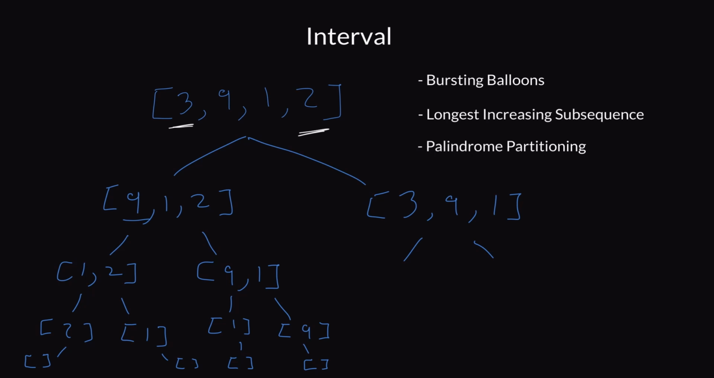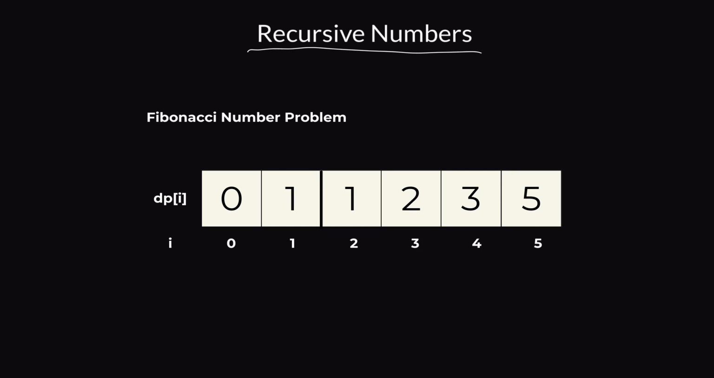Alright, now let's move on to the recursive numbers pattern. So, recursive numbers is a blanket term used for various problems like Fibonacci numbers, house robber, climbing stairs, and many more. The reason for the name is because the solution to a given instance depends on the solutions to smaller instances of the same problem. The most notable example is Fibonacci numbers.